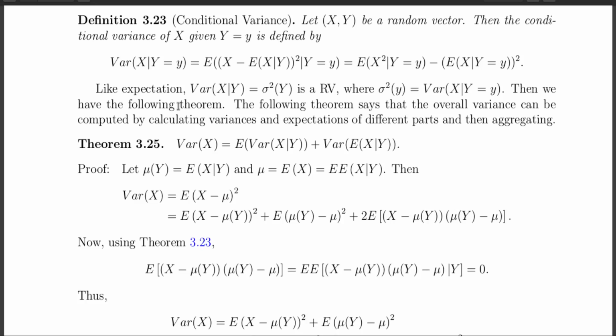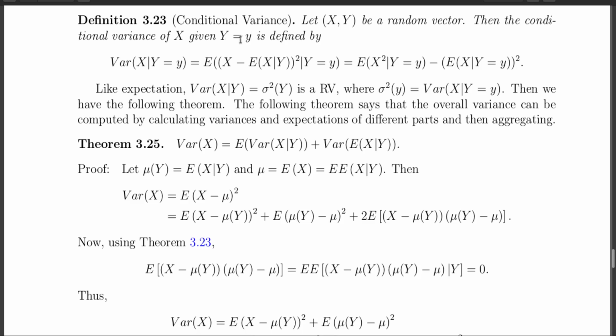In this lecture, we are going to see the conditional variance and then some computation formula for conditional variance. The conditional expectation is the expectation with respect to the conditional probability density function or conditional probability mass function. The conditional variance is the variance with respect to the conditional probability density function or conditional probability mass function.